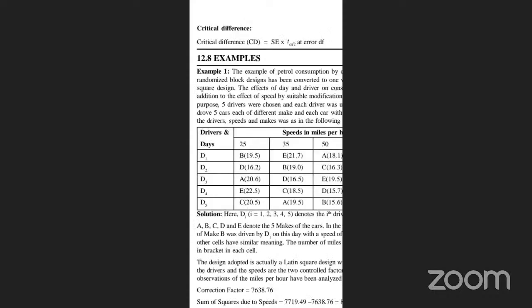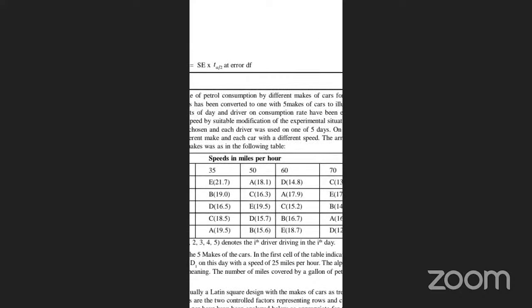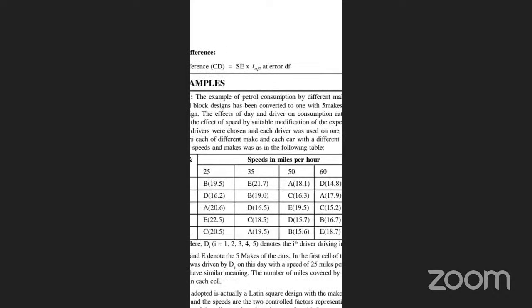The standard error of the difference of two treatment means, SE, is equal to the square root of 2 m SSE by m, where we take the mean sum of squares. So this is the critical difference, SE into t alpha by 2 at the error degrees of freedom. Example, we are taking one example here: the petrol consumption by different makes of cars, illustrated earlier with a randomized block design, has been converted to one with 5 makes of cars to illustrate the Latin square design.